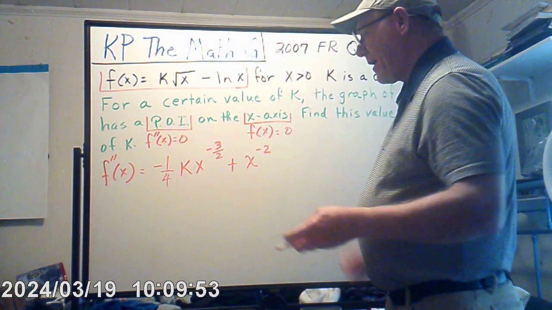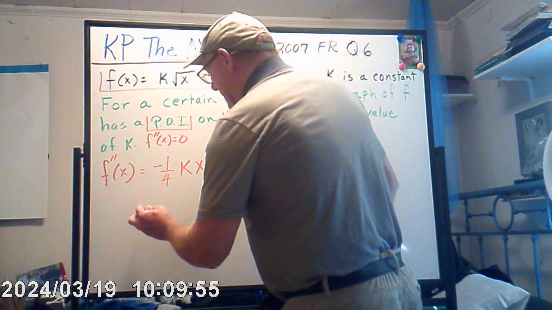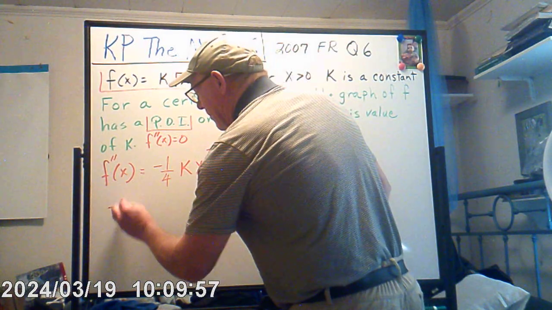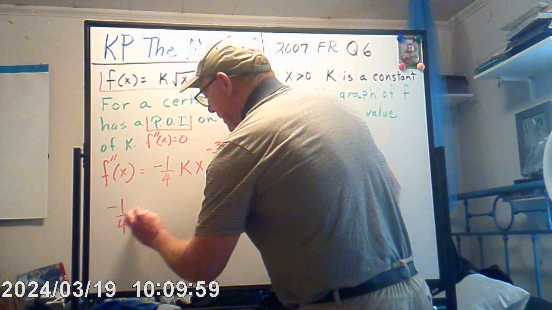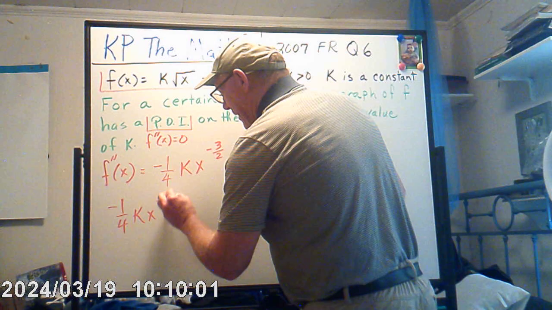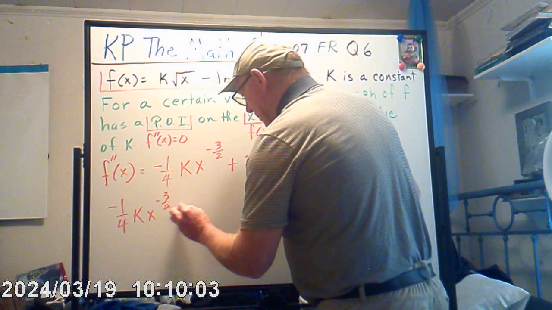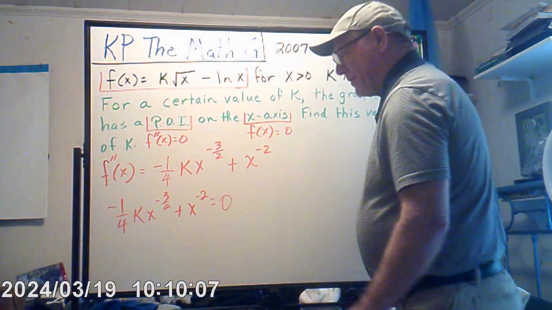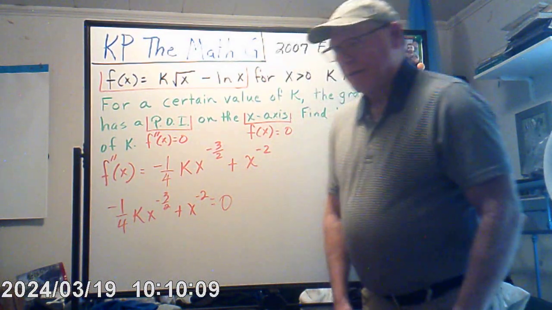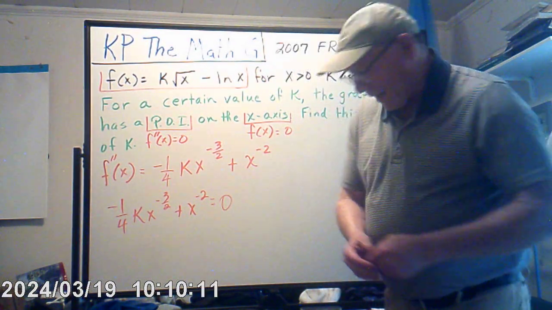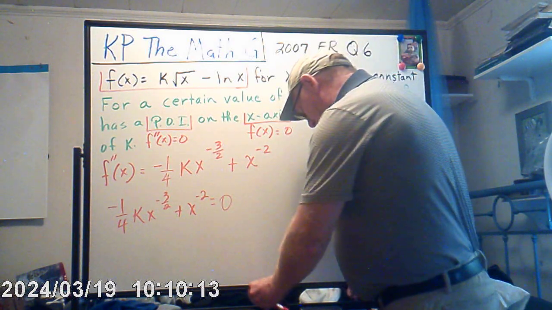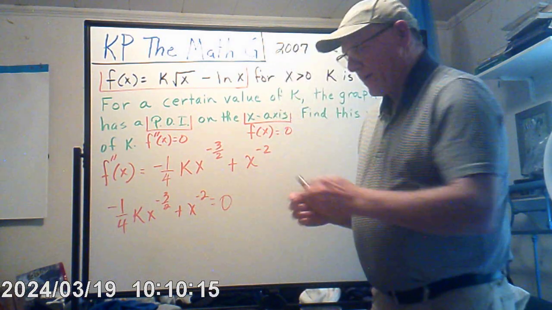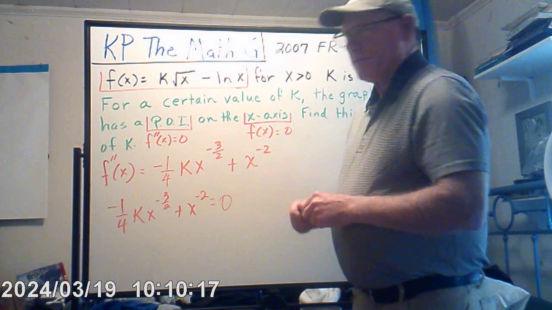So if I let f double prime of x equal 0, I'm going to say negative 1/4 k x to the negative 3/2 plus x to the negative 2. I'm going to set that equal to 0. If black looks better than red, sometimes red is just kind of too red, huh?